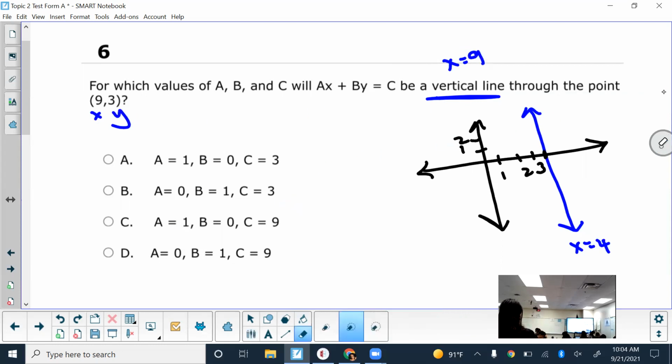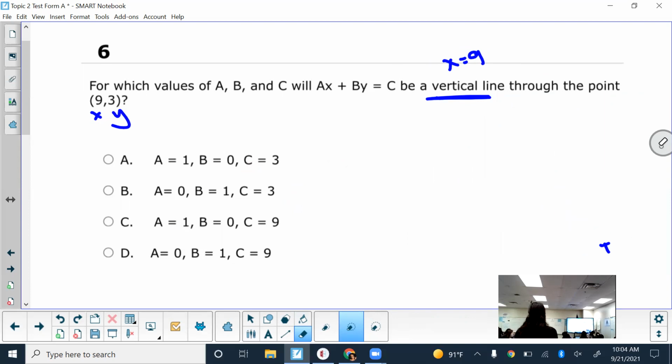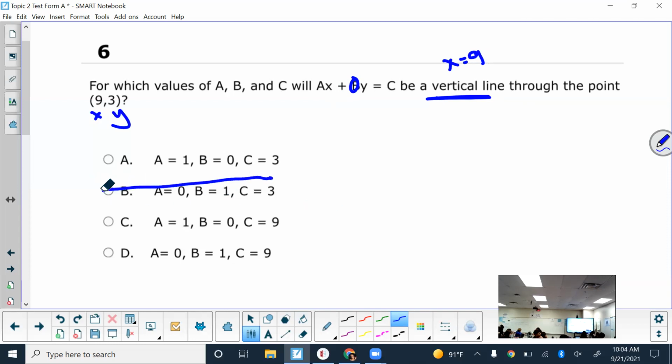Then for my answer options, I can eliminate 2 of them. Because if my answer for the equation is x equals 9, that means the y term had to cancel, right? Because normally it's y equals mx plus b. Well, if that's my equation, there's no y anymore. So that means 0 would have to be plugged in for the y. So any of these options that don't have 0 for the b can be eliminated. So it can't be b and it can't be d. So we're down to just a and c.